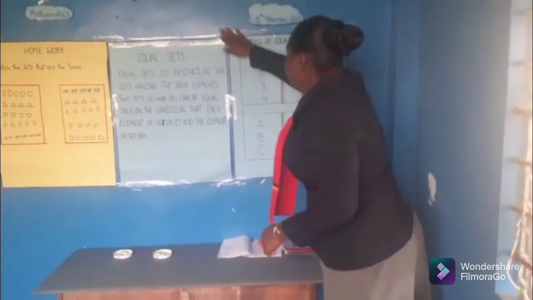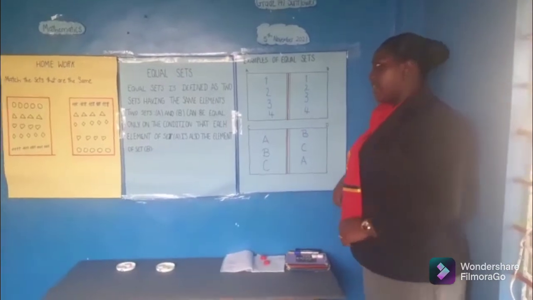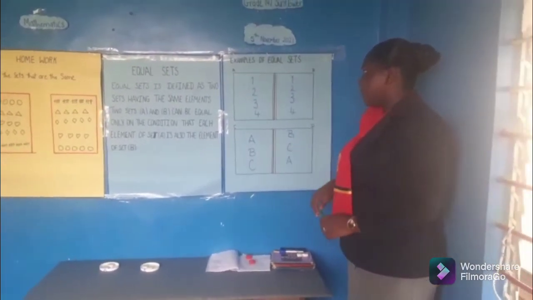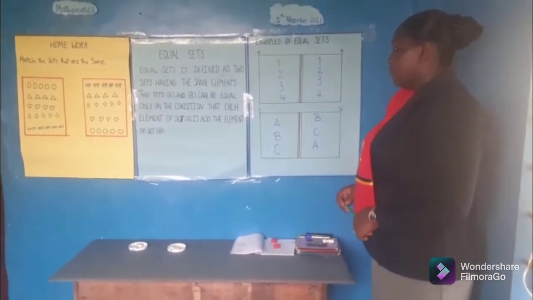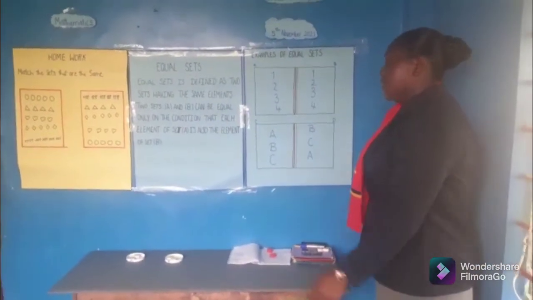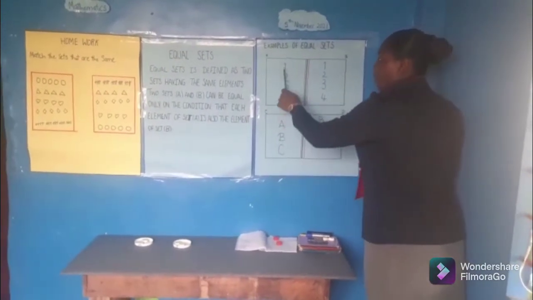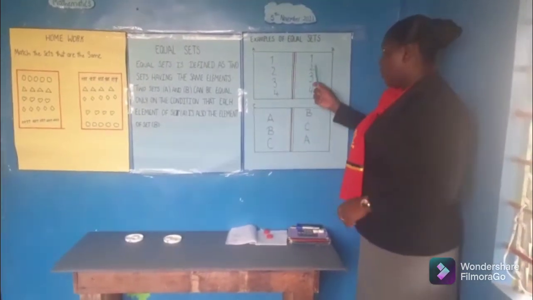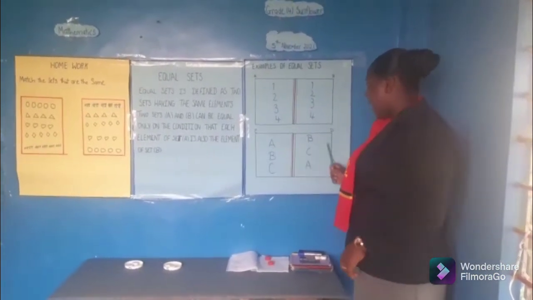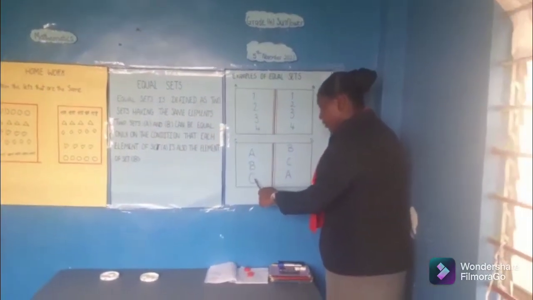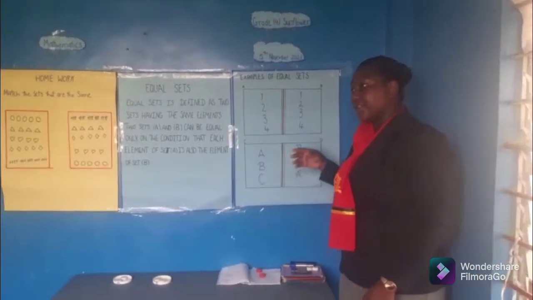I have examples of equal sets. Can somebody tell me what they observe about these two sets? Go ahead, Martha. Good job, Martha. So Martha said the first two sets, set A and set B, have the numbers 1, 2, 3, 4, and 1, 2, 3, 4 in order. The two sets at the bottom, set C and D, have A, B, C and C, B, A, which are the same elements, but they are not in the same order.